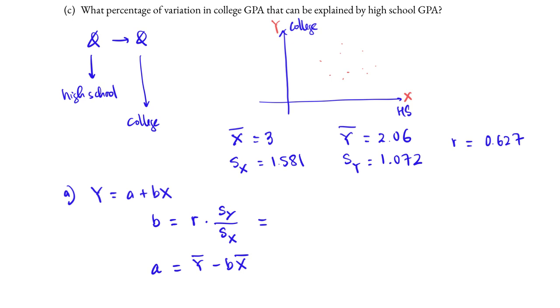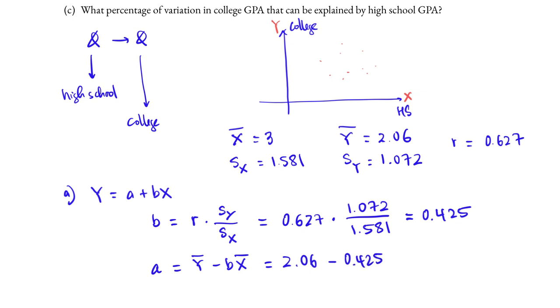But r is 0.627 times s sub y is 1.072 over s sub x is 1.581. We then use a calculator to compute this. We see that b, rounded to 3 decimal places, is 0.425. Then we compute a. y bar is 2.06 minus b, the number that we just computed, 0.425, times x bar, which is 3. Put it in a calculator, we will get 0.785.